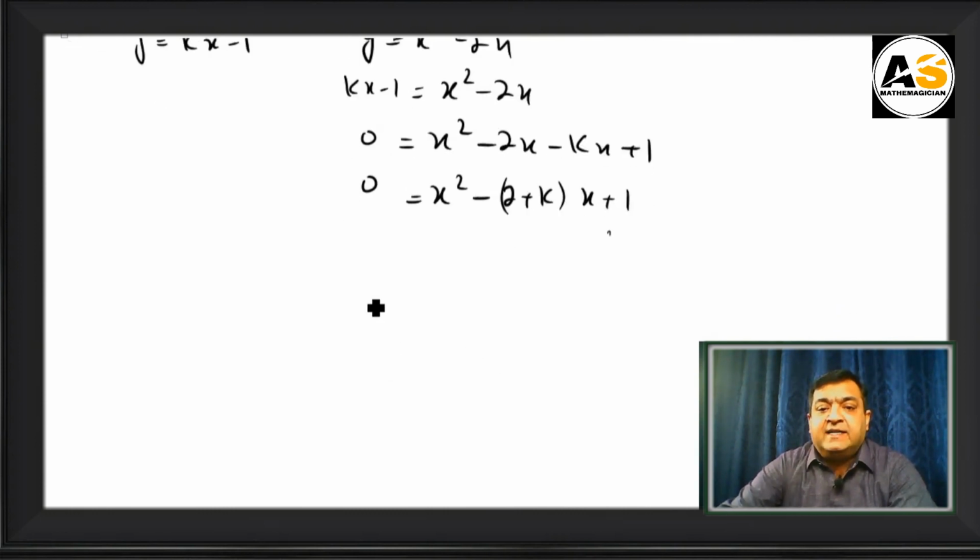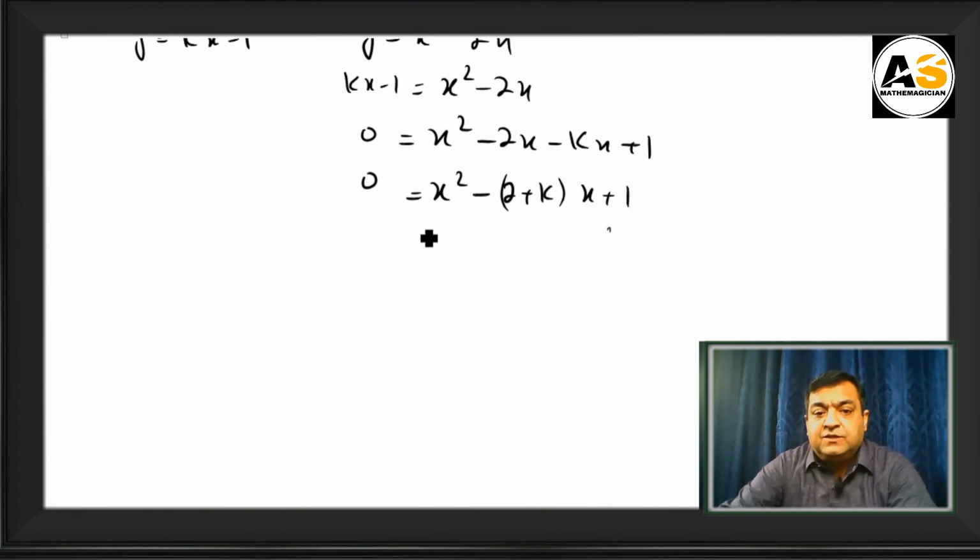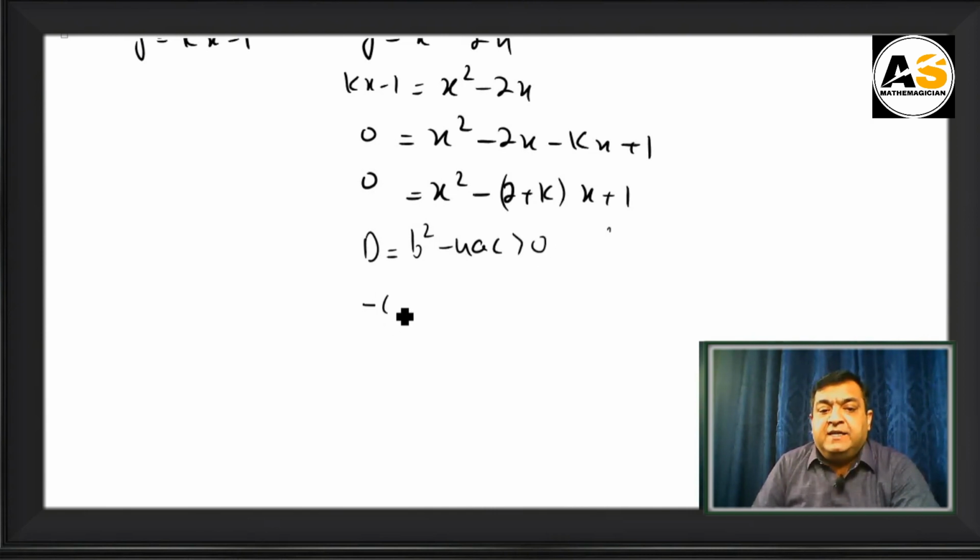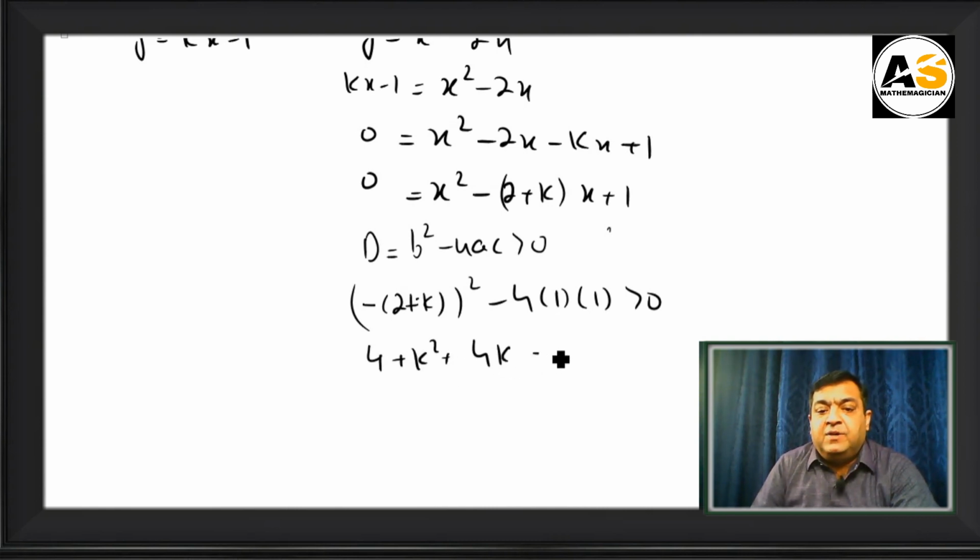Now this line will intersect the curve at two different points if this quadratic equation will give us two different values of x. For that, the discriminant b square minus 4ac must be greater than 0. That is minus (2 plus k) its square minus 4 times a into c is greater than 0. This is 4 plus k square plus 4k minus 4 is greater than 0. K square plus 4k is greater than 0.